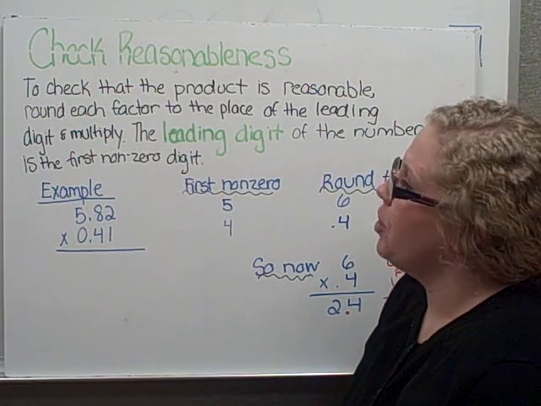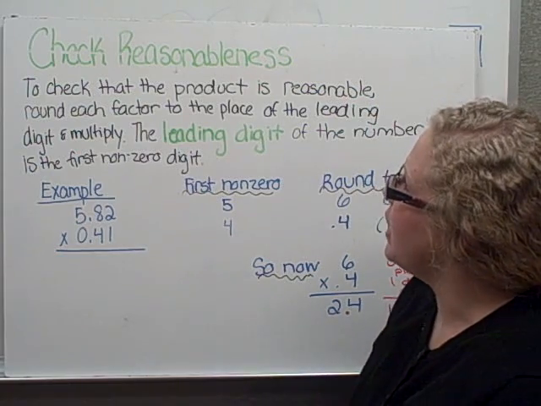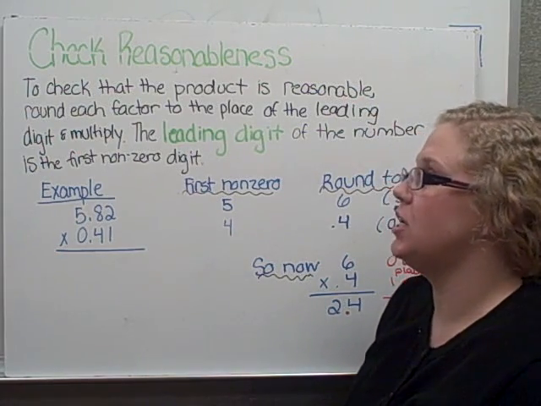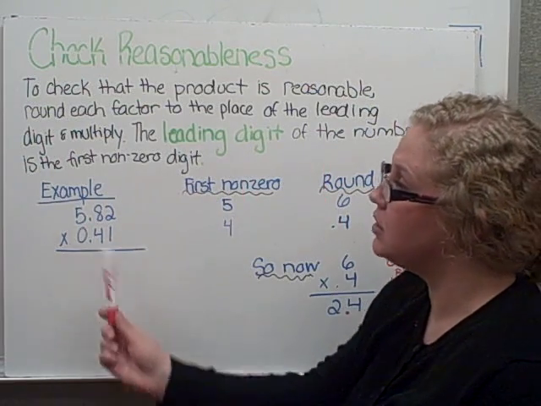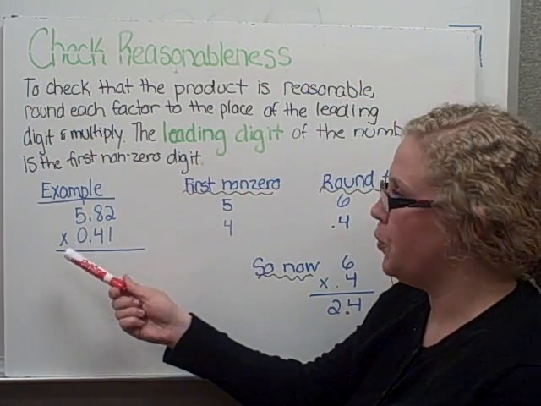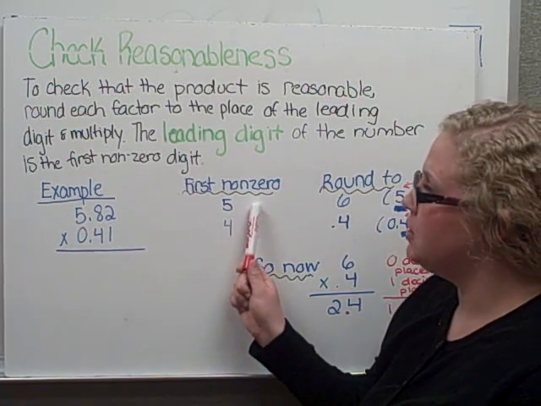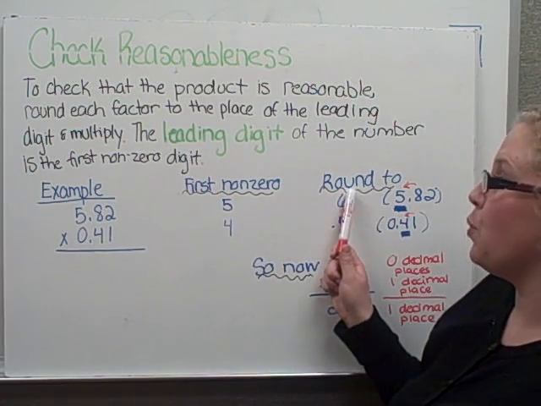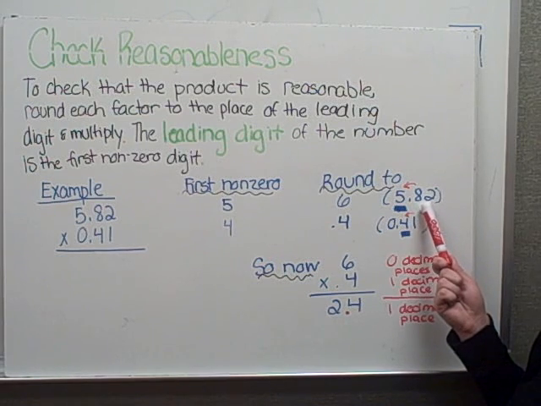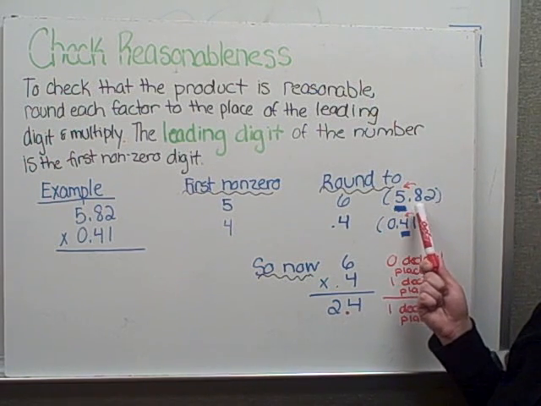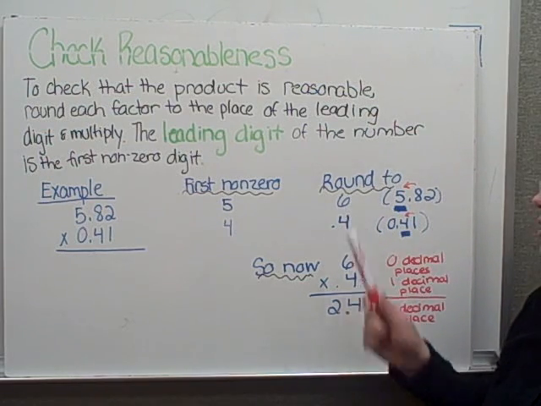We can check if a product is reasonable by rounding each factor to the place of the leading digit and then multiplying. Our leading digit of the number is going to be the first non-zero number. So in our example, 5.82 times 0.41, our first non-zero number is 5. And so if we want to round the 5, we look at the next digit to the right of that, and since it is 8, we round up and we get our 6.